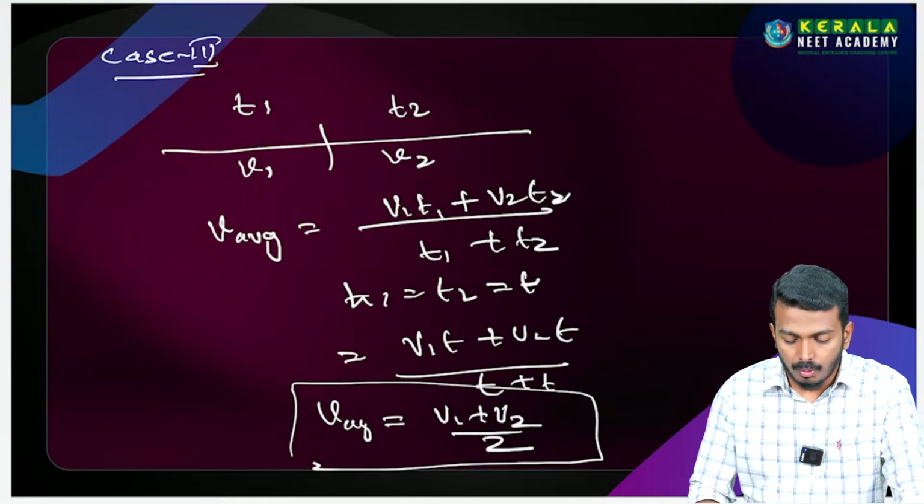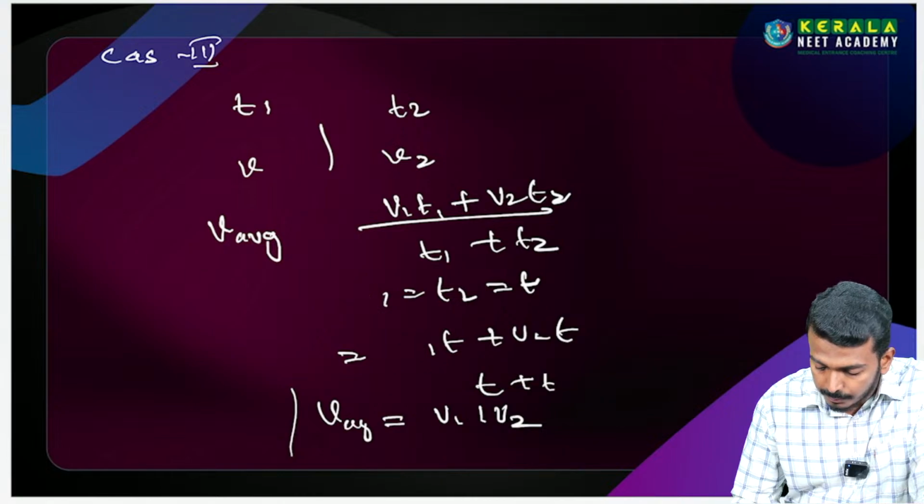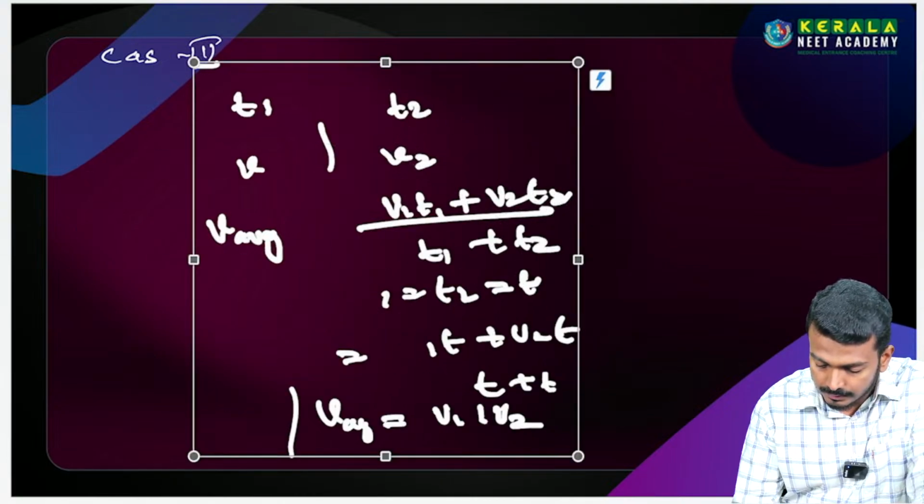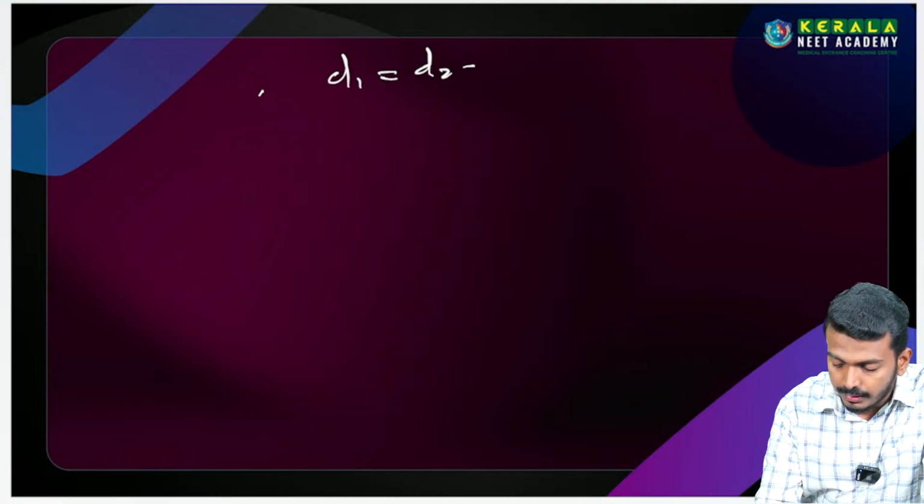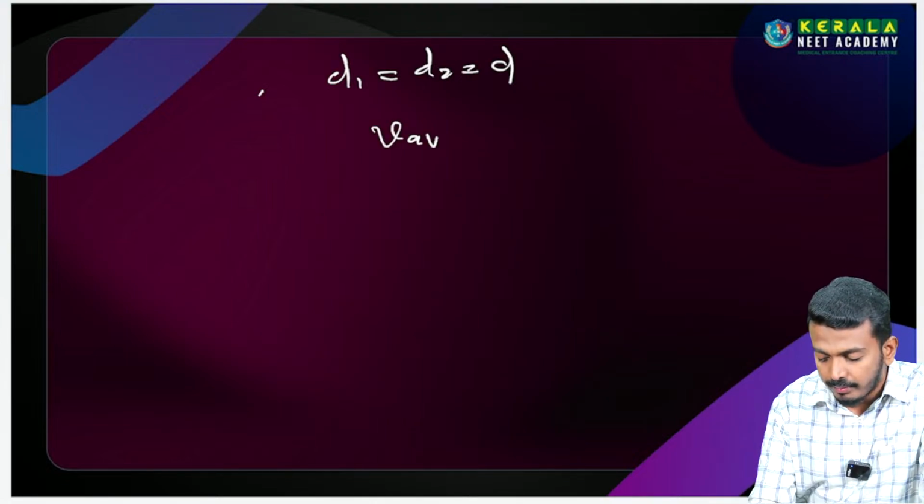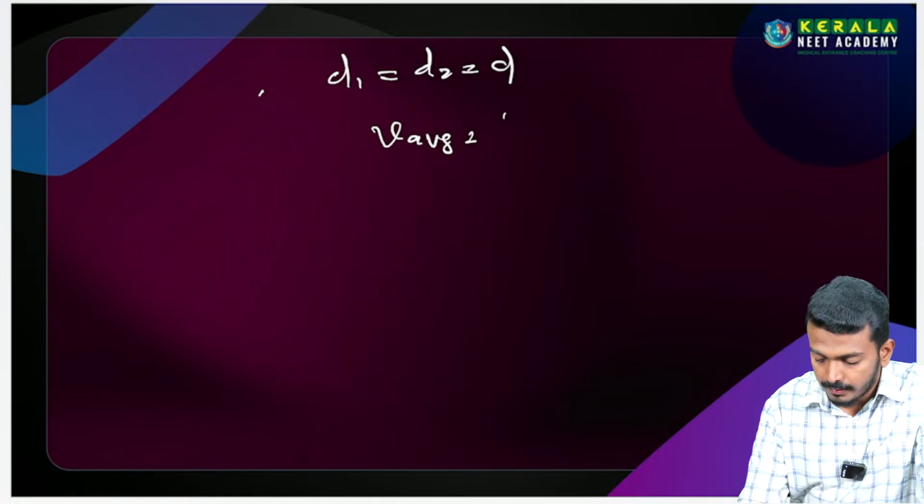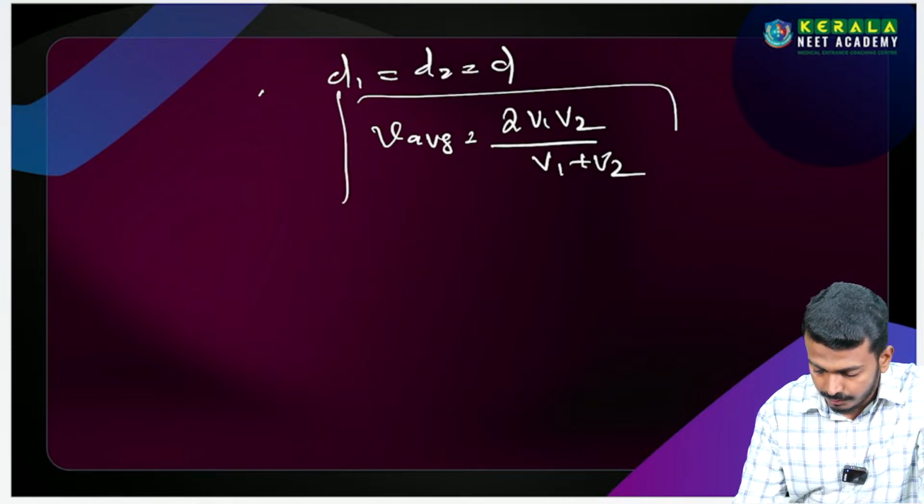Anyway, when we conclude the overall topics, listen: the basic and most needed formula. If the distances are equal, d1 is equal to d2 is equal to d, what formula will you use? V average is equal to 2v1v2 divided by v1 plus v2. That is the first formula.